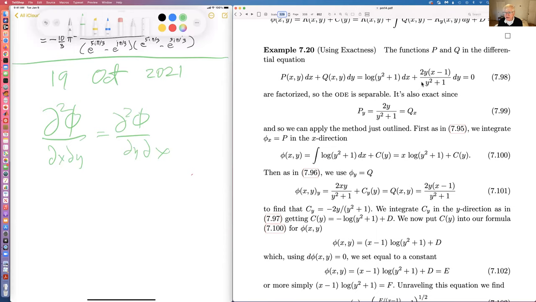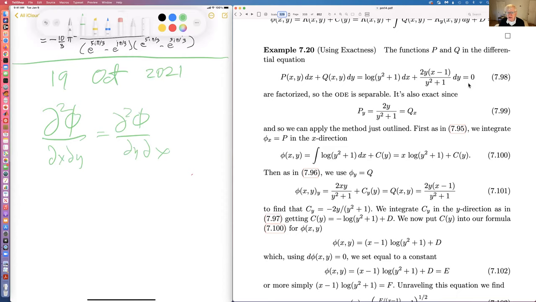So instead of doing the abstract general case, let me do a specific case. Suppose P dx plus Q dy is log of y squared plus 1 dx plus 2yx minus 1 over y squared plus 1 dy. By the way, I'm using log to mean natural log throughout this book. I did use ln when writing the book, but I think that's kind of an ugly notation. And also, anytime you mean the natural log, you have to say what the base is. And so you have log sub 10, and it's perfectly clear.